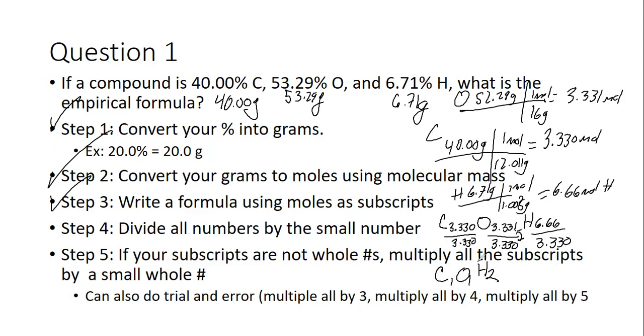So that's C1O1H2. Step 5, if your subscripts are not whole numbers, multiply them by a whole number. They are whole numbers. I have 1, 1, 2. So the empirical formula for this is COH2. As long as you follow those steps, finding the empirical formula from percentages hopefully isn't all that complicated.